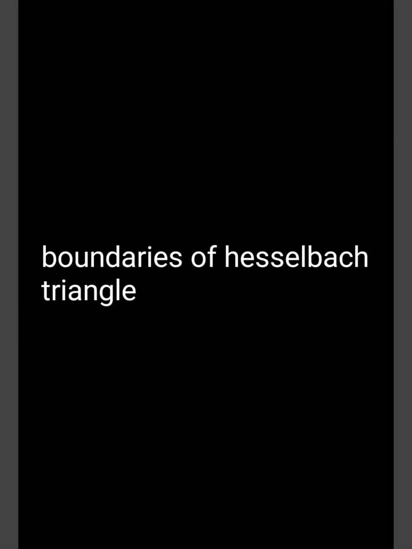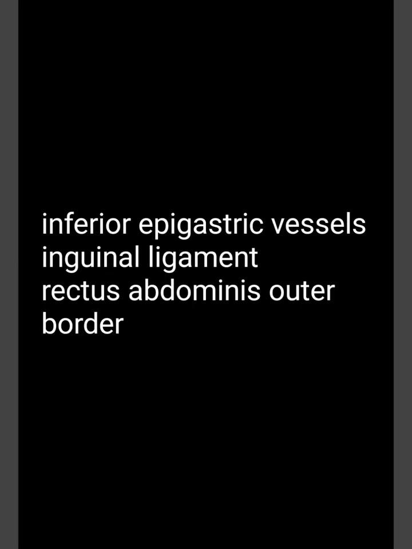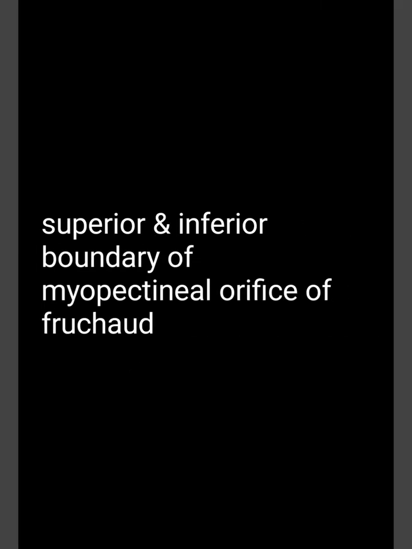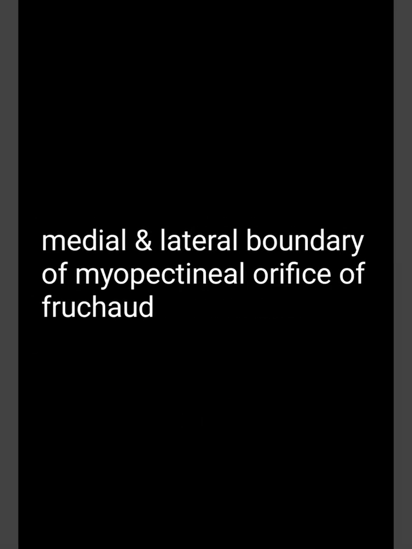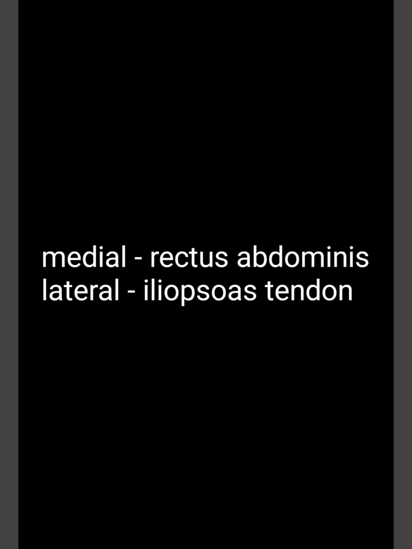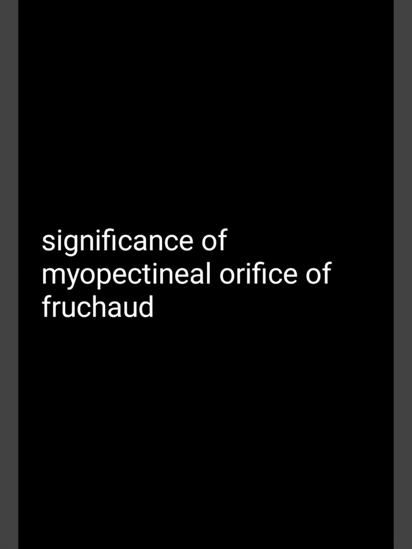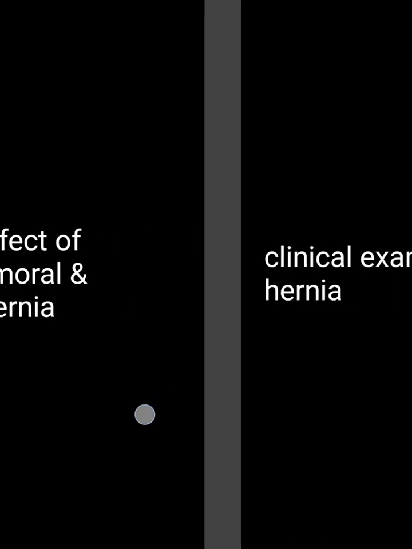Boundaries of Hesselbach's triangle: inferior epigastric vessels, inguinal ligament, and the outer border of rectus abdominis. Boundaries of the myopectineal orifice of Fruchaud: superior, arching fibers of internal oblique; inferior, pectineal ligament; medial, rectus abdominis; lateral, iliopsoas tendon. Significance of the myopectineal orifice of Fruchaud: it covers the defects of inguinal, femoral and obturator hernia.